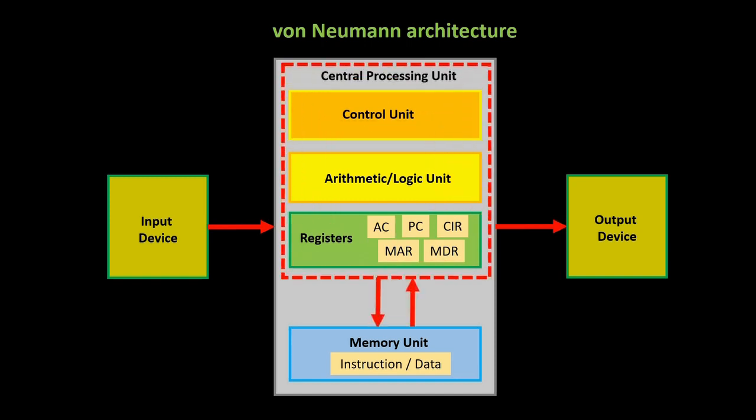So, how does von Neumann architecture work? Here are the basic steps. First, the control unit fetches an instruction from memory. Next, it decodes the instruction and determines the operation to be performed. Then, the control unit sends signals to the arithmetic logic unit to carry out the operation. The ALU performs the operation and stores the result in a register. The control unit fetches the next instruction and repeats the process.